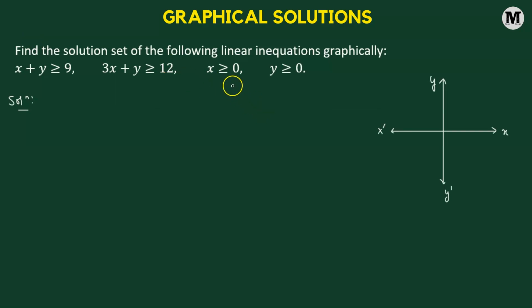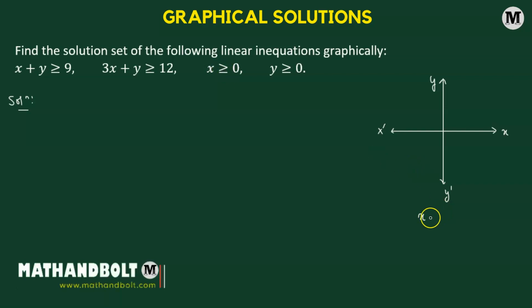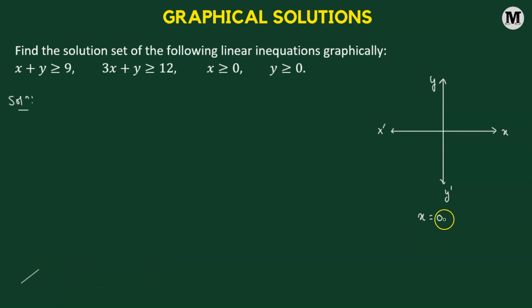So let's first understand the meaning of x greater than or equal to 0. For this, we're going to convert the inequation into an equation. All we have to do is replace the inequality symbol greater than or equal to with an equals to symbol. That means we have x equals 0. Now what does x equals 0 represent? This is simply the y-axis.